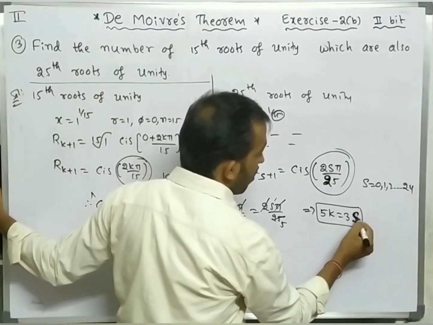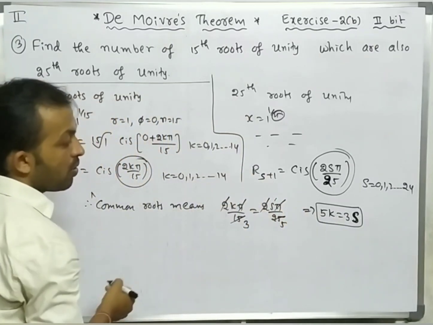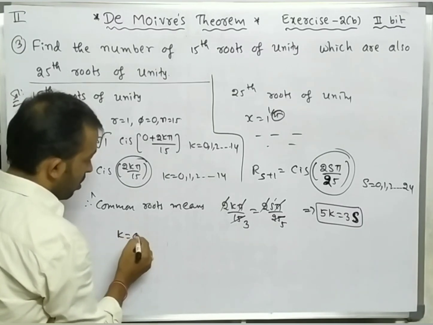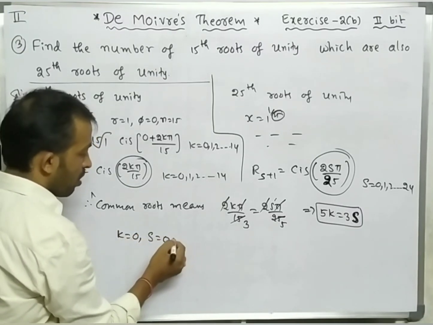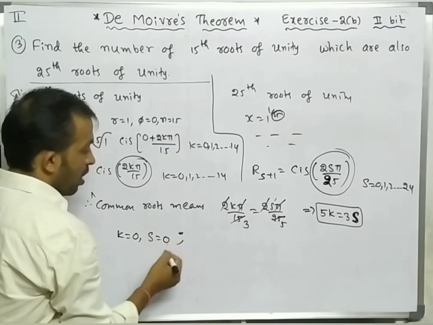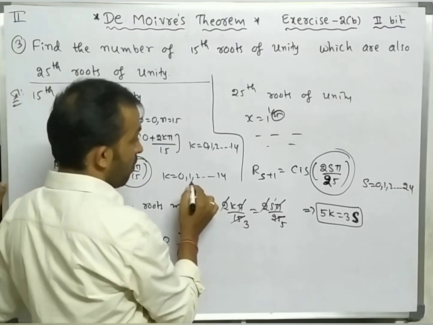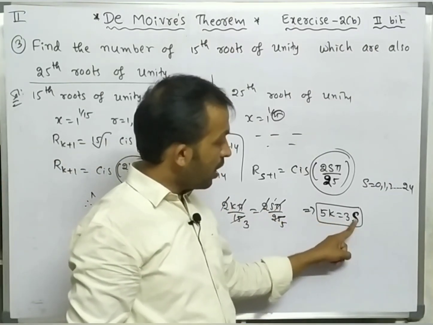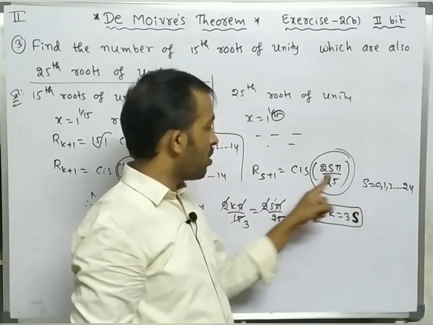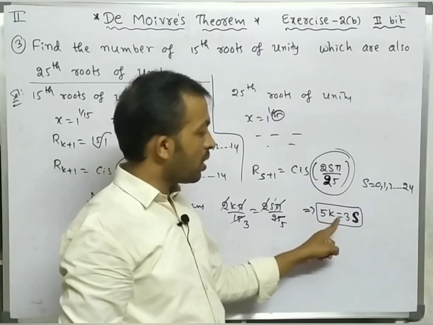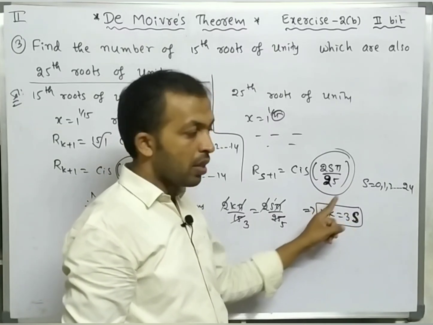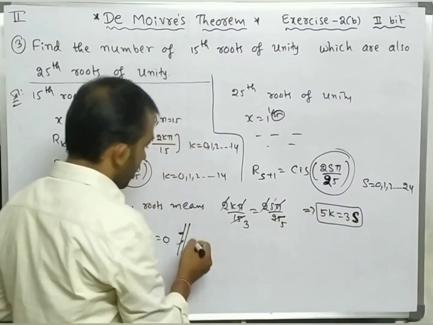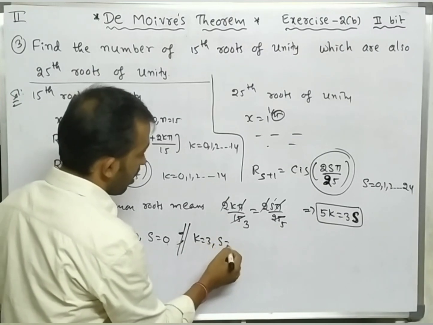For what values of k and s will that relation be satisfied? If we take k is equal to 0, then s is equal to what? 0. So this is one solution. And if k is equal to 1, then s is equal to 5 by 3, not there. 5 by 3 not there. If k is equal to 2, 5 2s are 10, s is equal to 10 by 3, that is not there. If k is equal to 3, cancel, then s is equal to 5, that is there. So k is equal to 3, then s is equal to 5.